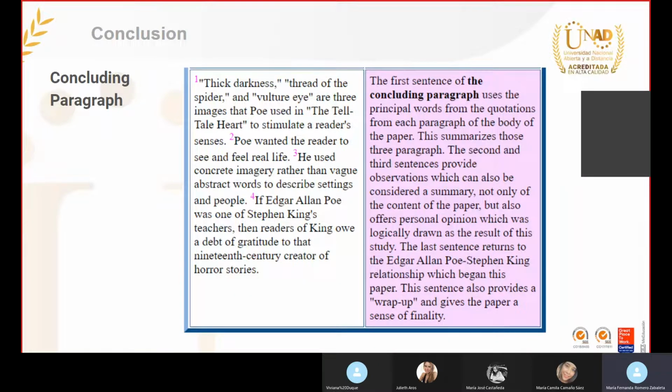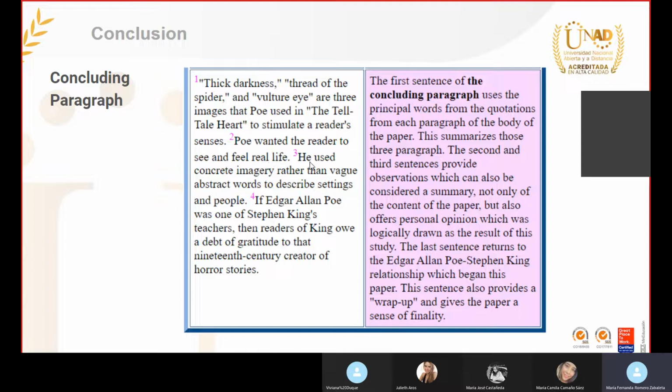So continuing with the second sentence, the conclusion says, Poe wanted the reader to see and feel real life. So now he's giving an opinion, like a personal observation of what he wanted to explain through the whole essay. This is a way in the conclusion to give your personal opinion, because if you don't use facts in the previous paragraphs, you are going to give more arguments to support your personal opinion.